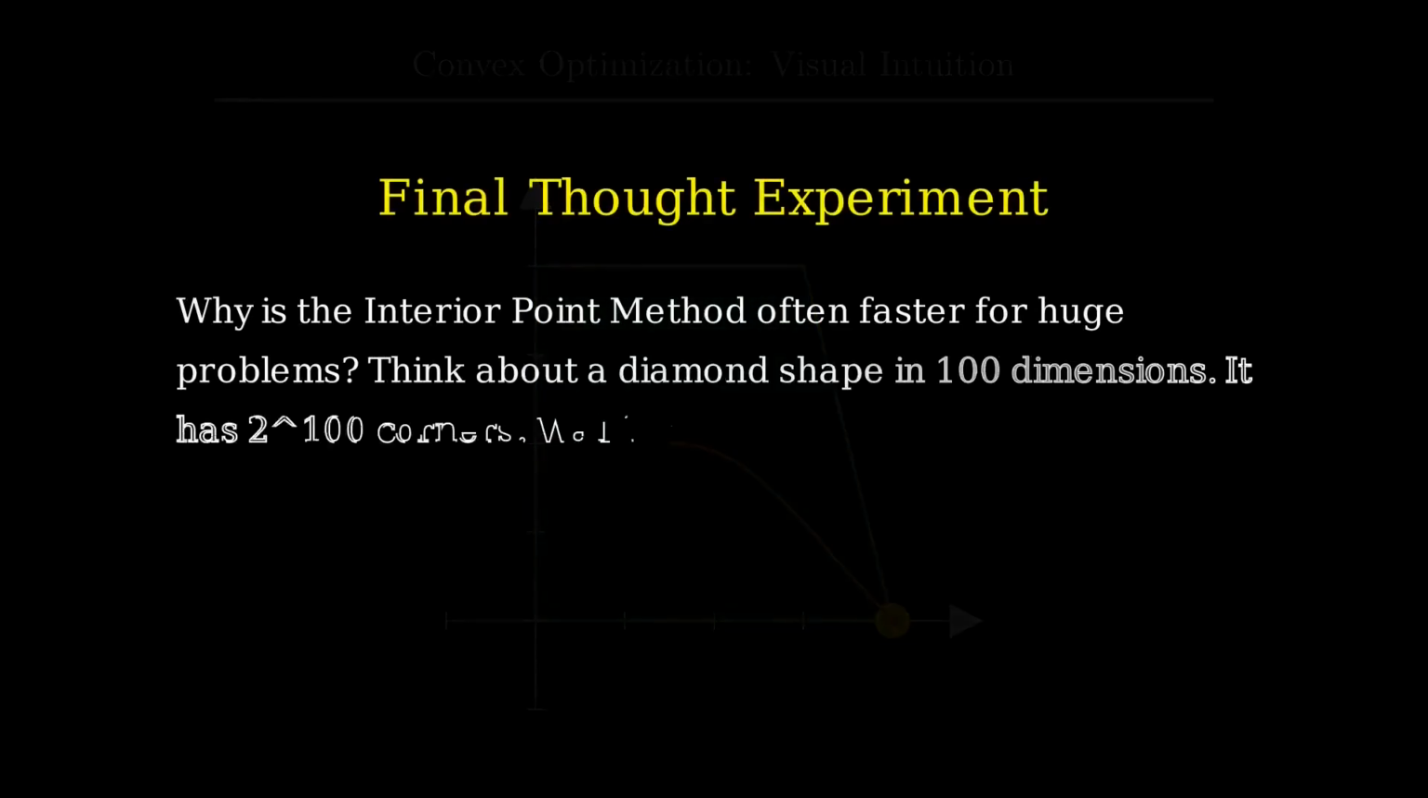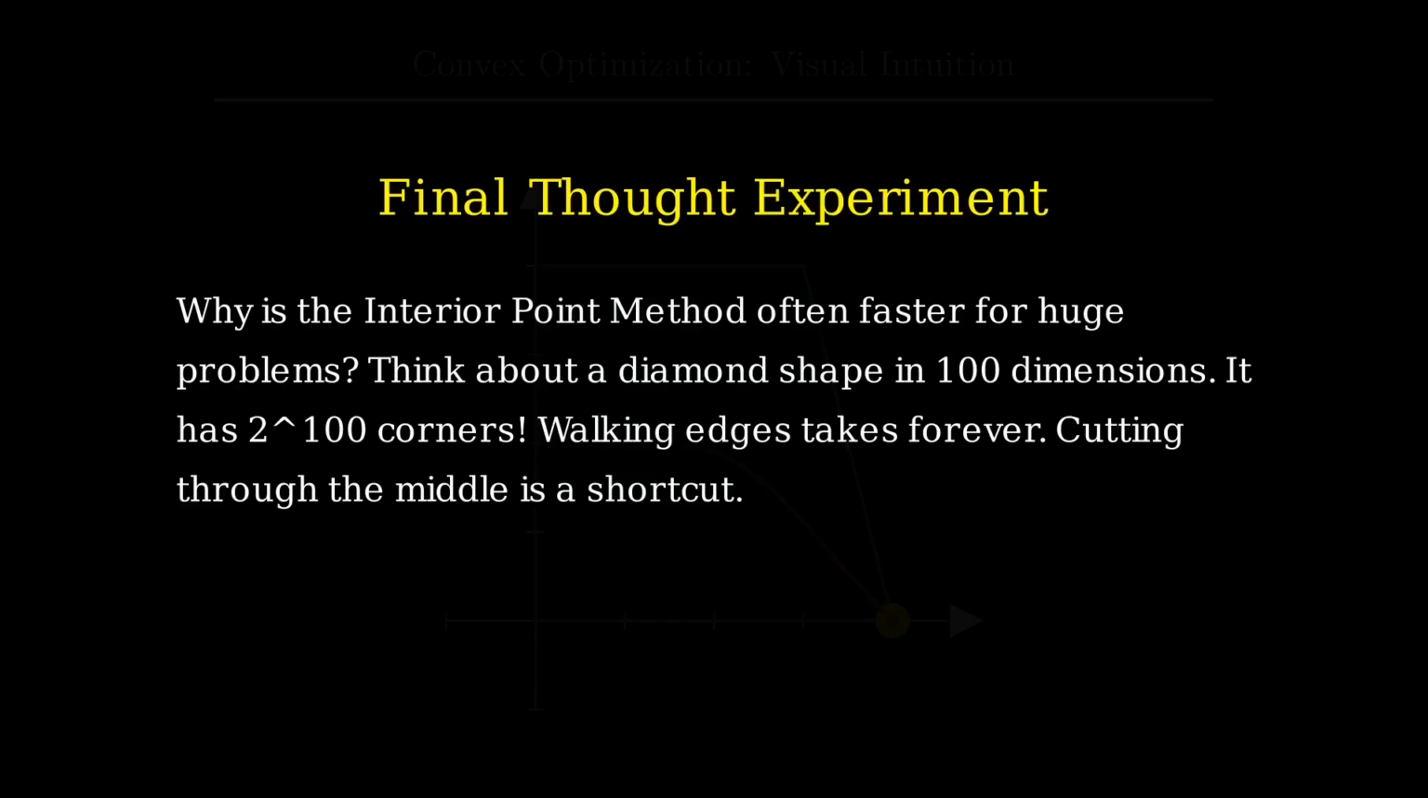Why is the interior point method often faster for huge problems? Think about a diamond shape in 100 dimensions. It has 2 to the power of 100 corners. Walking edges takes forever. Cutting through the middle is a shortcut.